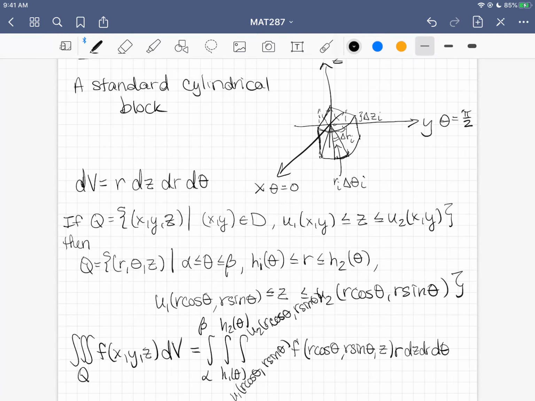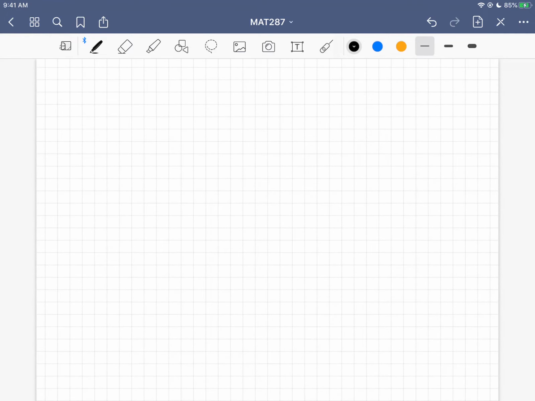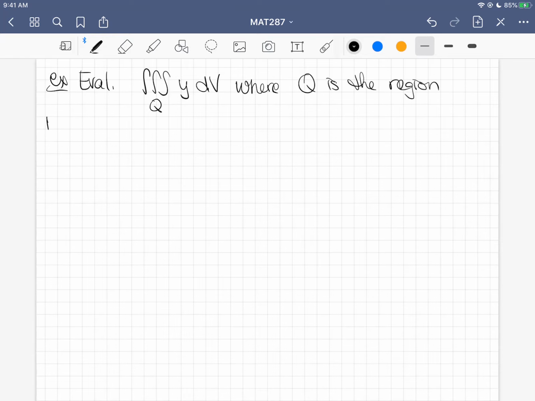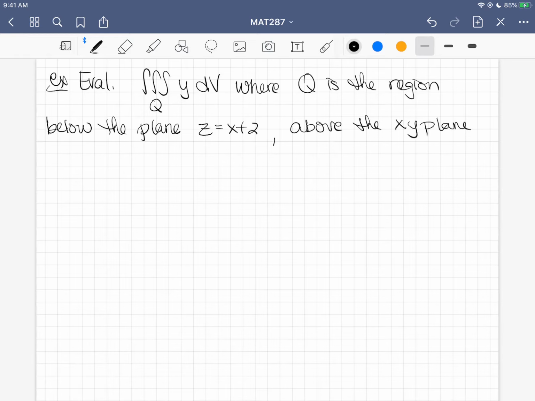All right, so let's actually try to do an example here. So I want to evaluate the triple integral over Q of y dV, where Q is the region below the plane z equals x plus 2, above the xy plane, and between the cylinders x squared plus y squared equals 1 and x squared plus y squared equals 4.